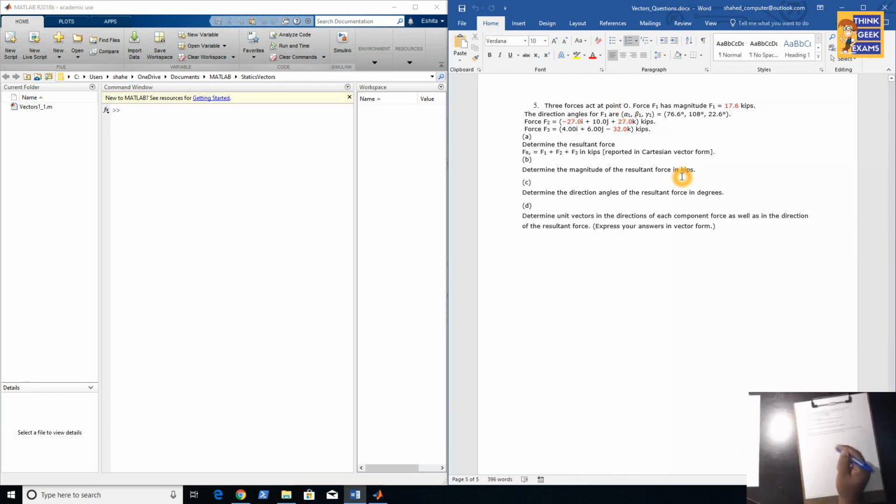So let me draw it. This is our X, Y, and Z coordinates, and this is our point O. And then we have F1, F2, and F3. I'm not going to draw those, but F1 we have 17.6 kips as the magnitude. F2 and F3 are given in terms of Cartesian coordinates, so we don't have to worry about those. So let's first type in our F1.